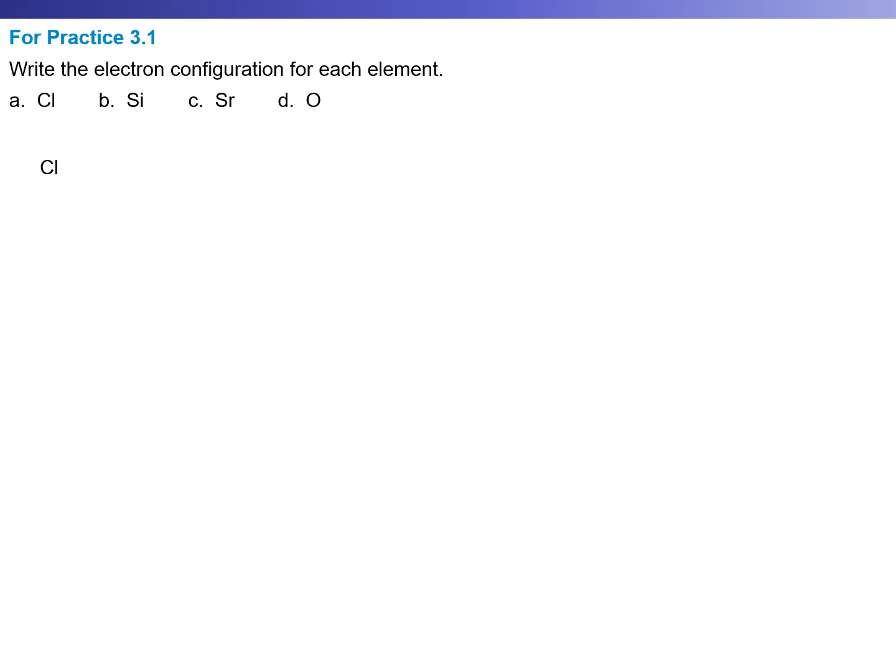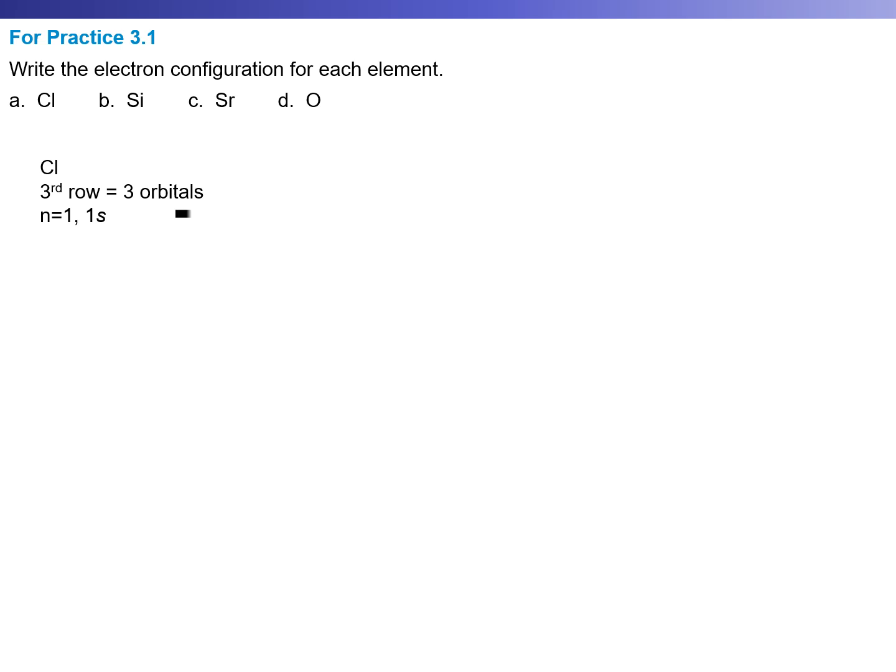Now, if we look at chlorine in a periodic table, and you do have one of these in your textbook on the inside of the cover, we can see that chlorine is in the third row, and the rows tell us about the number of orbitals we have to populate. So we're going to have 3 orbitals for chlorine. All right, so how many electrons can each orbital hold?